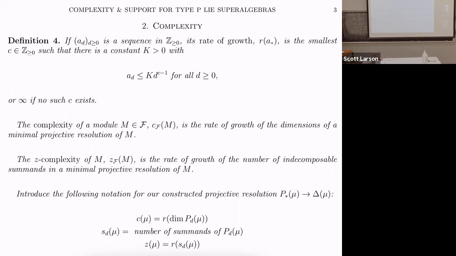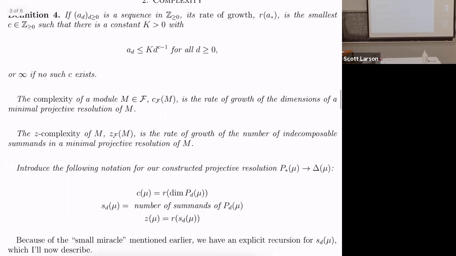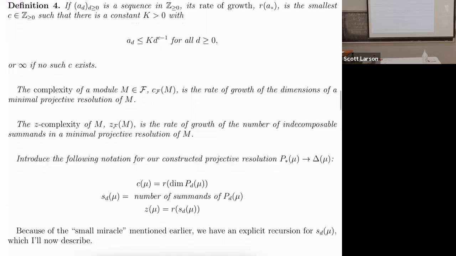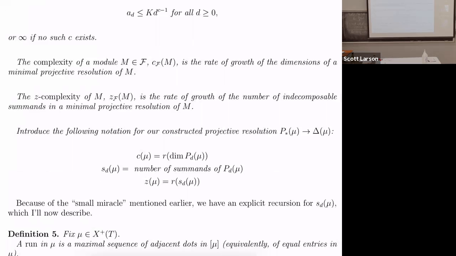And that's another interesting invariant of a module. Actually, in some ways, a better invariant because it survives as a categorical equivalences. Anyway, let's introduce this notation. C mu is the rate of growth of the dimensions of PV of mu for this specific resolution that we constructed. Okay, so we don't know that this is C of delta mu because we don't know it's minimal. This is an upper bound at least.